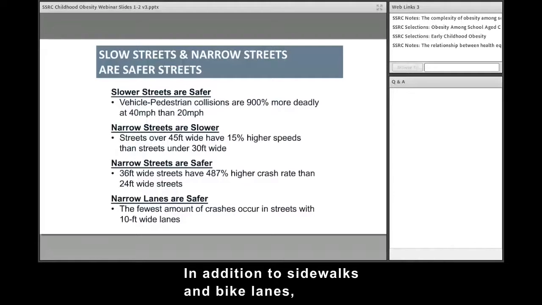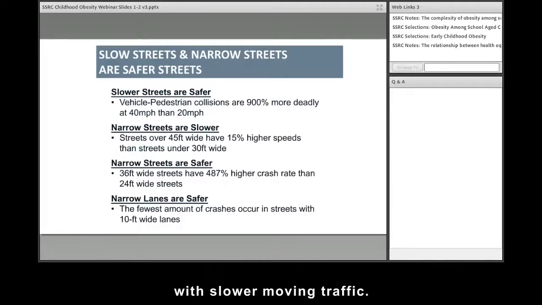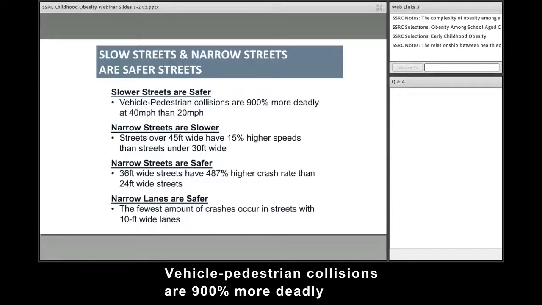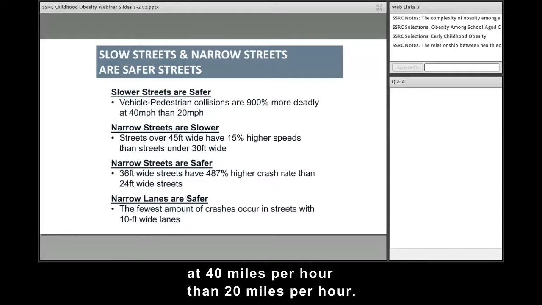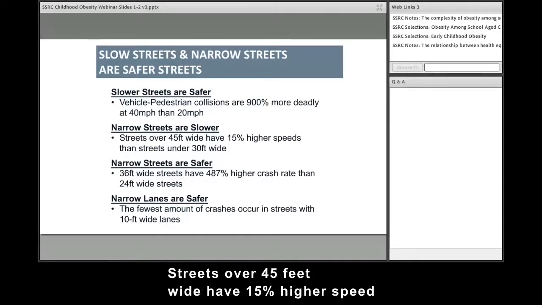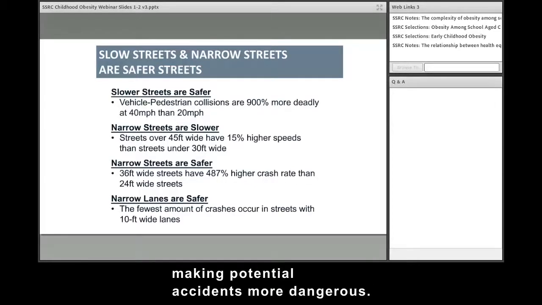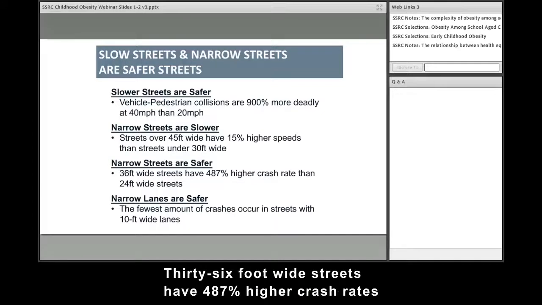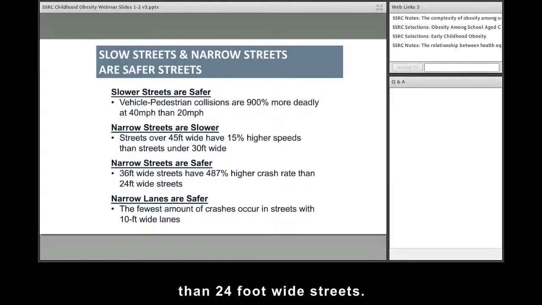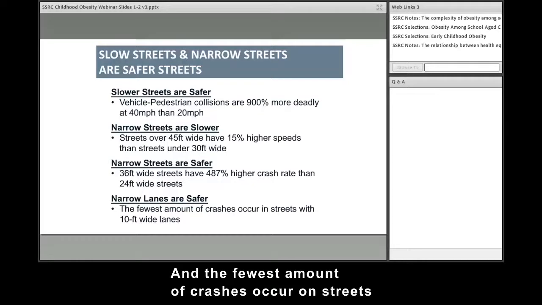In addition to sidewalks and bike lanes, streets are safer when they're narrower with slower moving traffic. Vehicle-pedestrian collisions are 900% more deadly at 40 miles per hour than 20 miles per hour. Streets over 45 feet wide have 15% higher speeds than streets under 35 feet wide, making potential accidents more dangerous. 36-foot wide streets have 487% higher crash rates than 24-foot wide streets. And the fewest amount of crashes occur on streets that have 10-foot wide lanes.